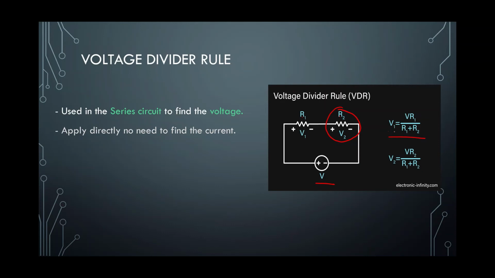What is it? The source voltage multiplied by the same resistance that we want to find the voltage in, divided by the total resistance. So no need to find the current, it's only the voltage divider rule. If we know the amount of resistance here and here and the total voltage, we can find the voltage here or here without knowing the current.